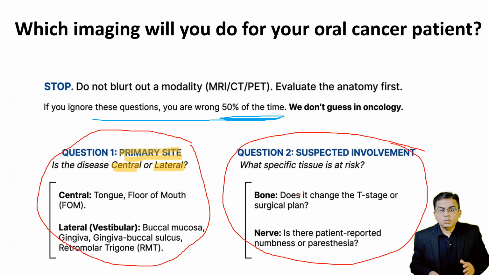Second parameter, what are you suspecting? Are you suspecting bone involvement? That will change your T stage and change your surgical plan. Or are you worried whether a nerve is involved? When a patient says he feels numbness or paresthesia over some part of his face. If you ignore these two questions and order a scan randomly, CT or MRI or PET, you are just guessing. And we don't guess in oncology.